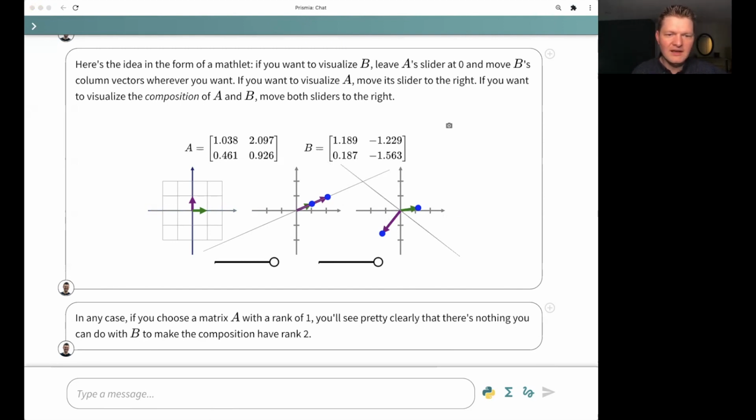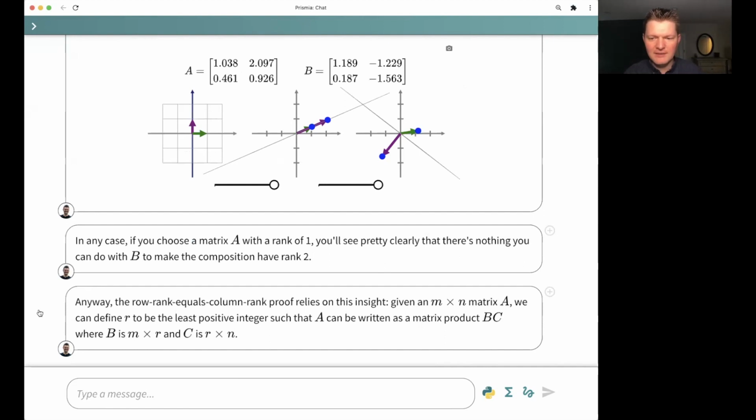Okay. So anyway, this proof that's in the homework relies on this particular insight. In fact, this is kind of the crux of the idea. So given an n by n matrix, and who'd have thought of this? This is the step that you get handed as the learner to say, start with this and see what you can do with it. So here's what we do. We define R to be the smallest positive integer such that A can be written as a matrix product B times C, where B is m by R and C is R by n.